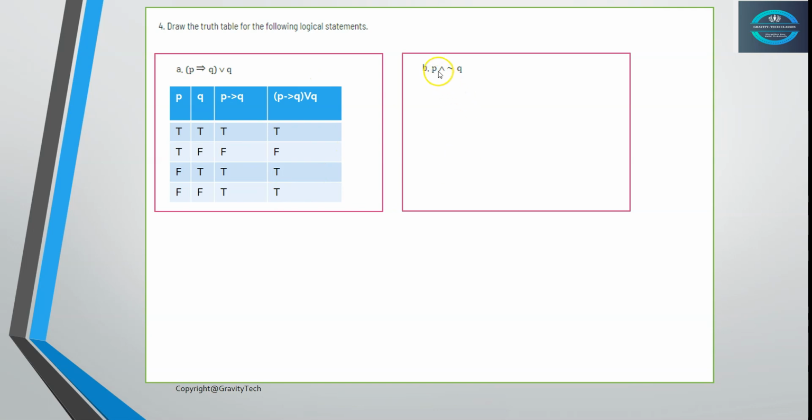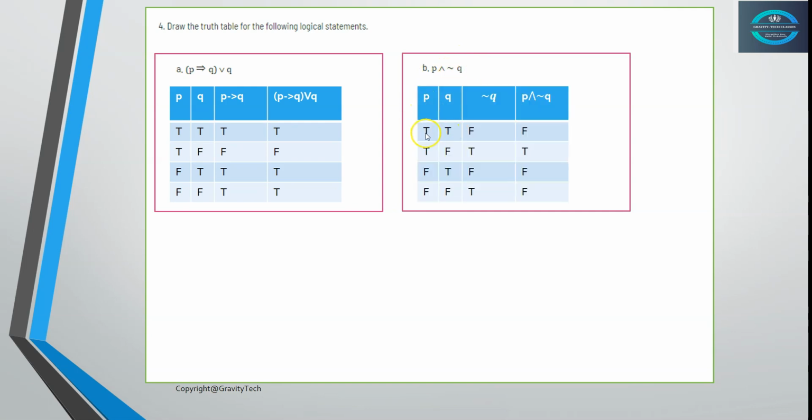Now next, here you have P, Q, and afterwards you have to find negation of Q, then P and negation Q. So see, P: T, T, F, F; Q: T, F, T, F. We want negation of Q, right? So negation of Q will be what? Negation of Q: T becomes F, F becomes T, T becomes F, F becomes T. Now what basically you will need is the and of these two, P and negation of Q.